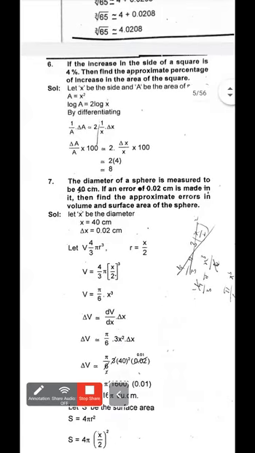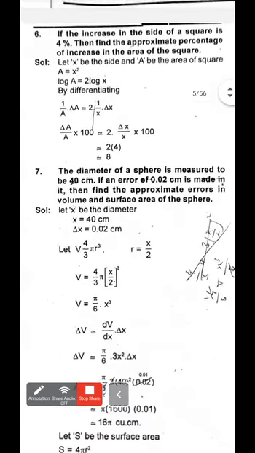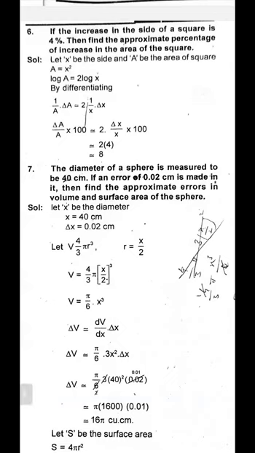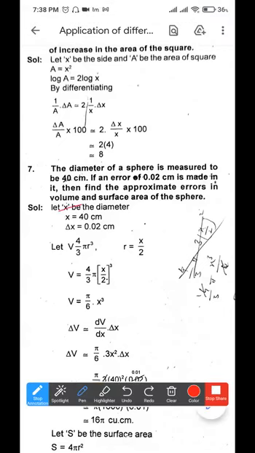Now, the diameter of the sphere is measured to be 40 centimeters. If an error of 0.2 centimeter is made in it, then find the approximate error in the volume and surface area of the sphere. So x is the diameter and the error is delta x. We already know the formula. V is equal to 4 by 3 pi r cube. Instead of r, we can substitute x by 2. Pi x cube by 6 is the answer.